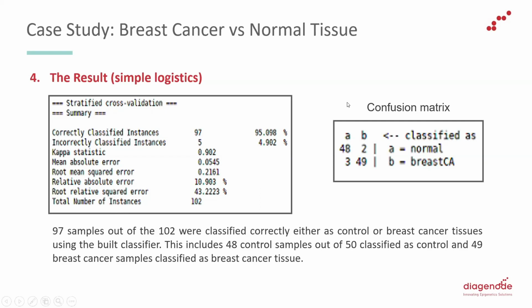And this is also depicted in this confusion matrix here. From the 50 normal samples, we have 48 classified as A, which means normal, and 2 as breast cancer. And we have 3 which should actually be breast cancer classified as normal, but 49 are correct. So this is a very good classifier. With above 95%, we can do the classification correctly within the first data set, I have to say. This is the training data set with the internal evaluation.